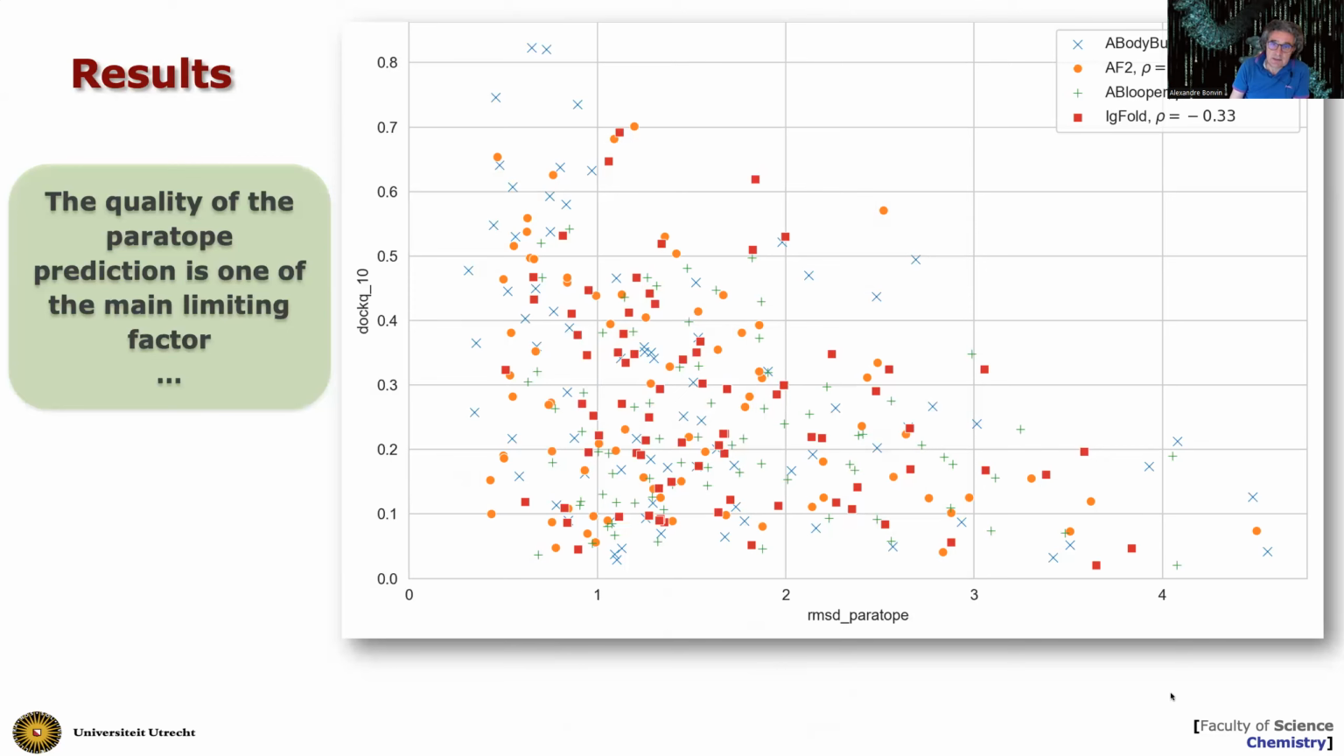And this is basically what is happening. So it would be nice if you were able to predict the quality of the AI prediction, to say, oh, this was a good loop prediction or not, because then you know where you are in this graph. But this is very difficult to do.